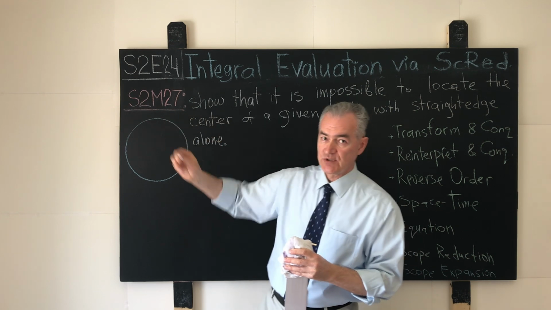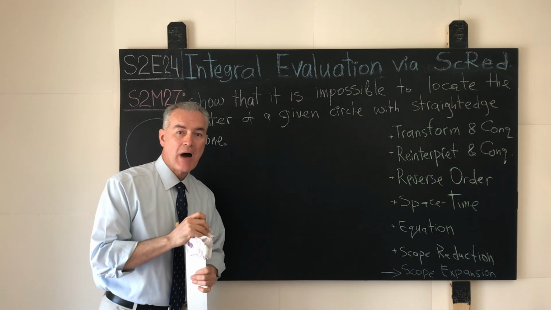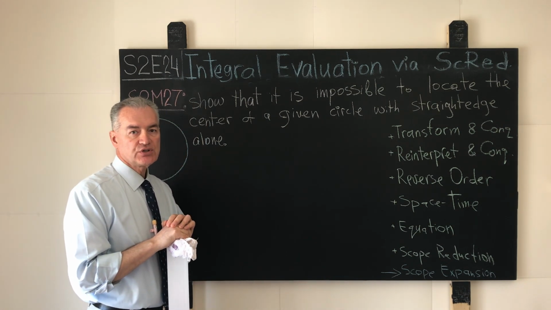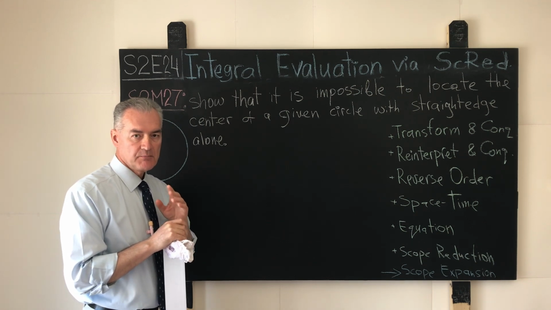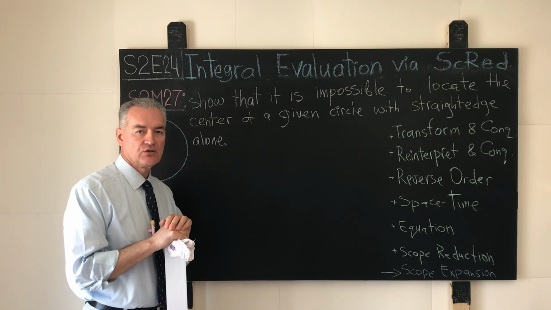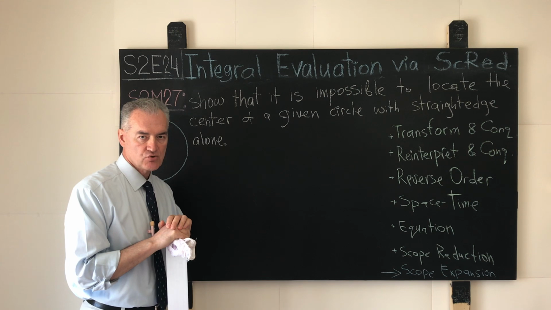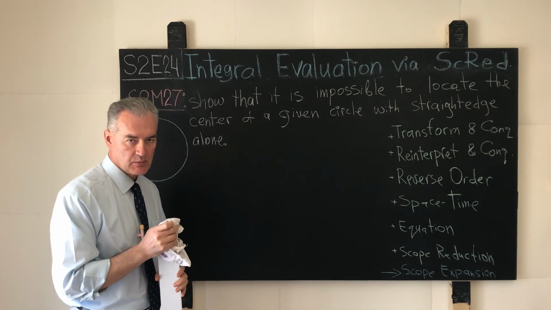problem S2M27. And in that problem, we are to show that it is impossible to locate the center of a given circle using the Euclidean straight edge alone. And maybe you know about it, maybe you do not, but the impossibility proofs in mathematics are usually quite challenging to put together, and that is precisely why we will take this problem on.